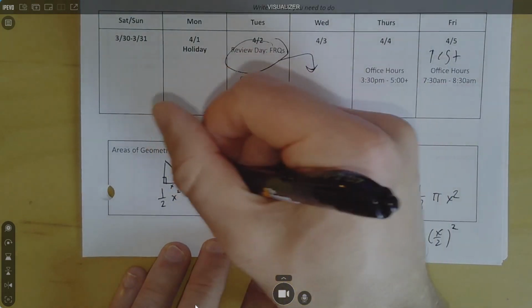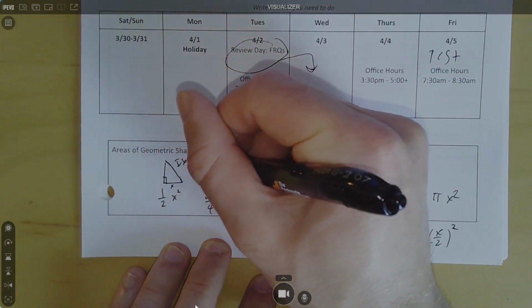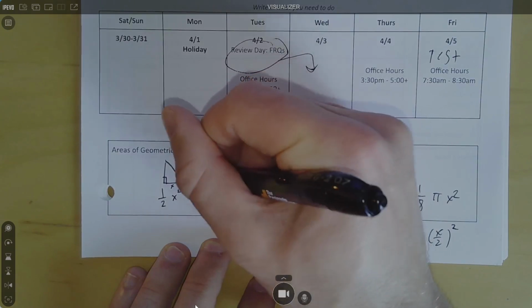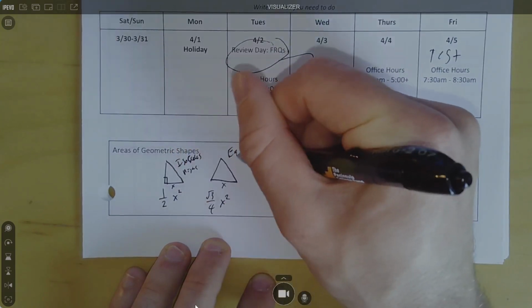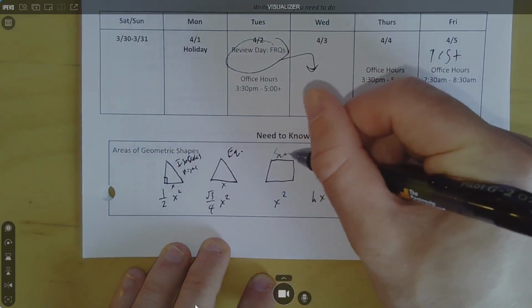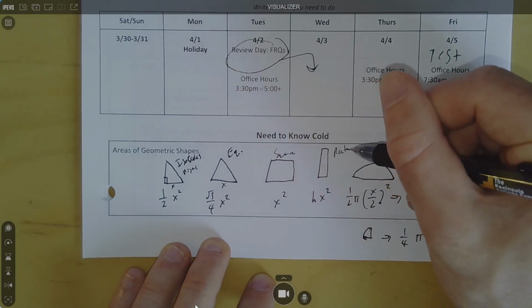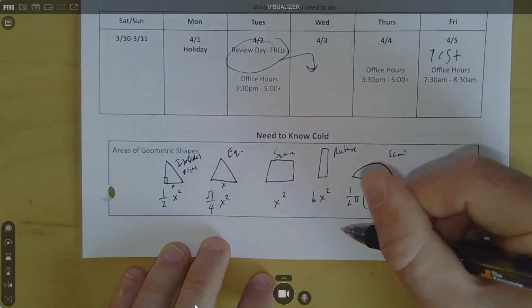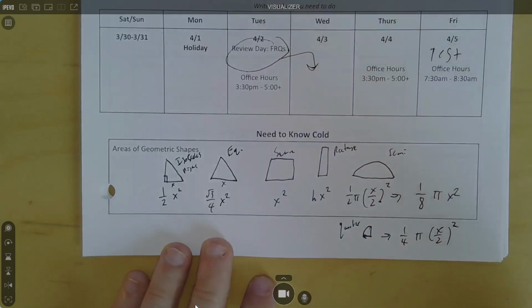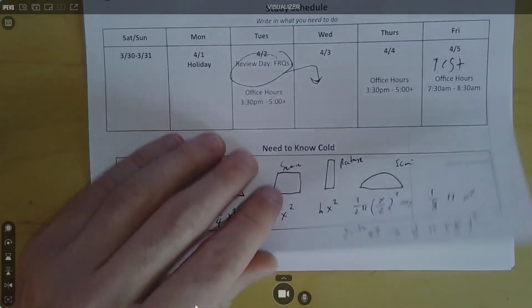But yeah, you have the isosceles right, equilateral, square, rectangle, and then semicircle, and then a quarter. Just make sure you're familiar with those. We'll get to that a bit later in the test.